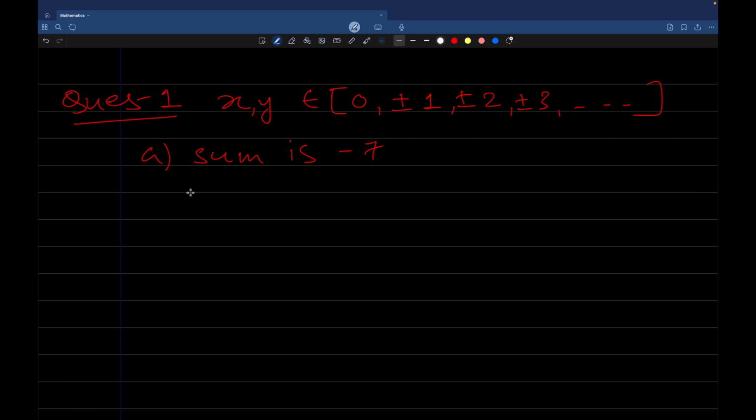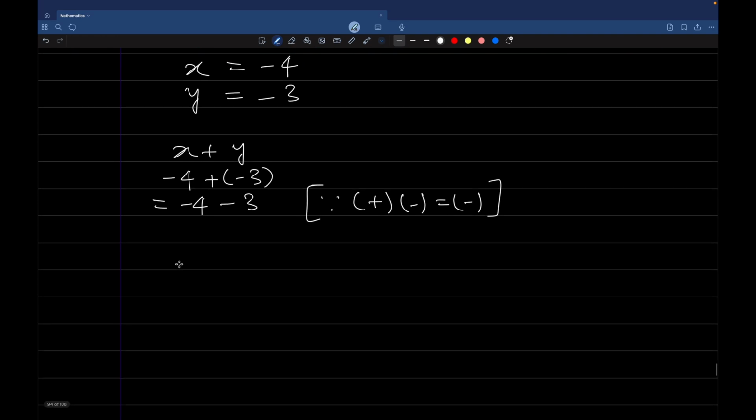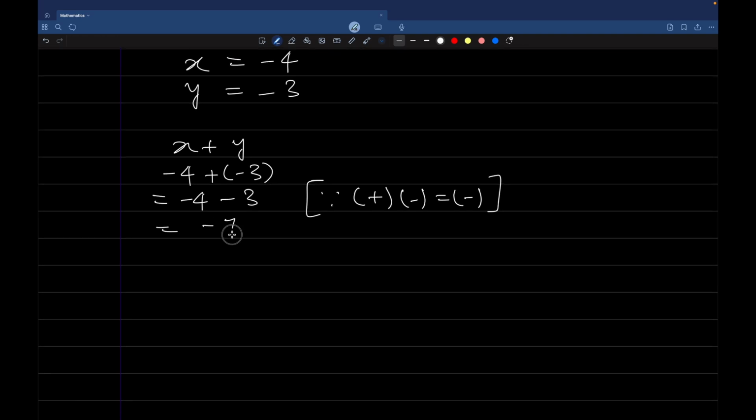So we can take x and y such that x is minus 4, y is minus 3, then we will get the sum x plus y equals to minus 4 plus minus 3, that is equals to minus 4, plus into minus is minus, so we get minus 4 minus 3 is minus 7.